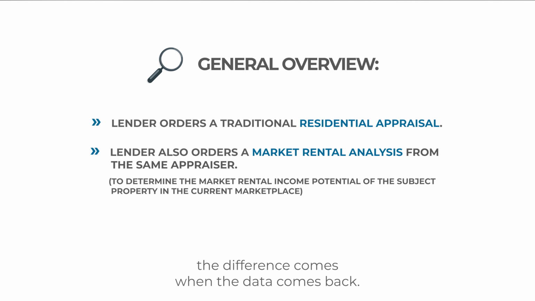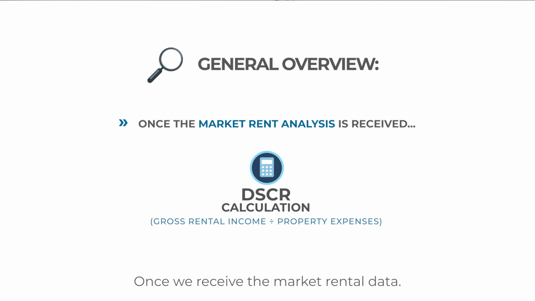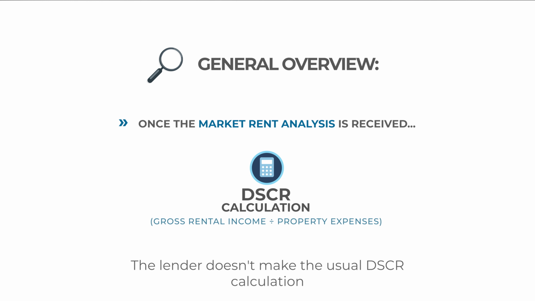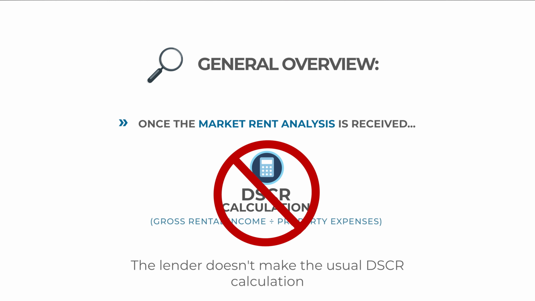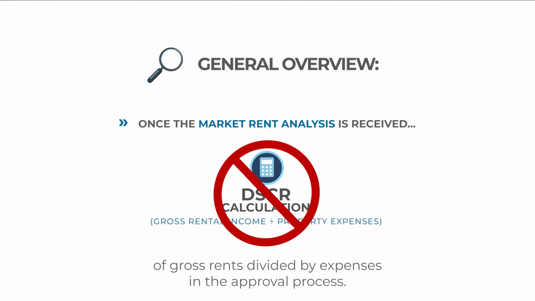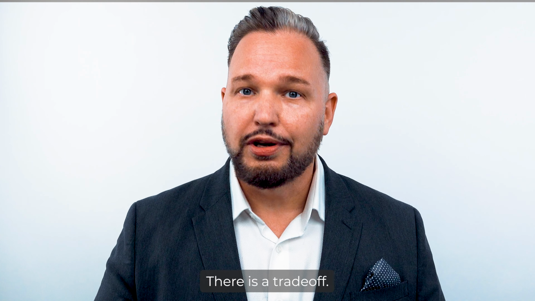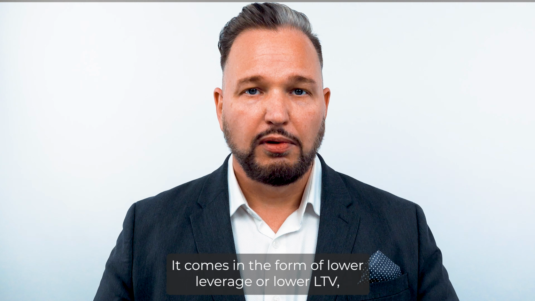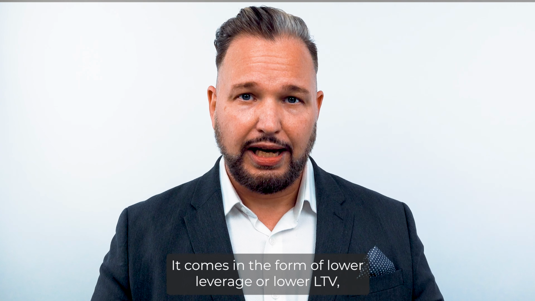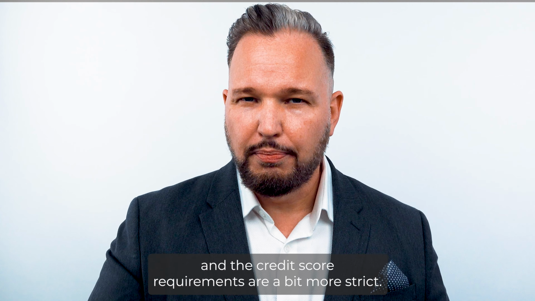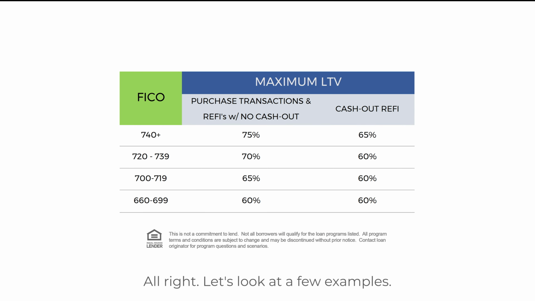The difference comes when the data comes back. Once we receive the market rental data, the lender doesn't make the usual DSCR calculation of gross rents divided by expenses in the approval process. Now, if that sounds too good to be true, there is a trade-off. It comes in the form of lower leverage or lower LTV, and the credit score requirements are a bit more strict. All right, let's look at a few examples.